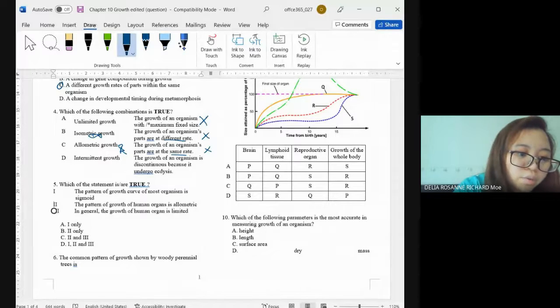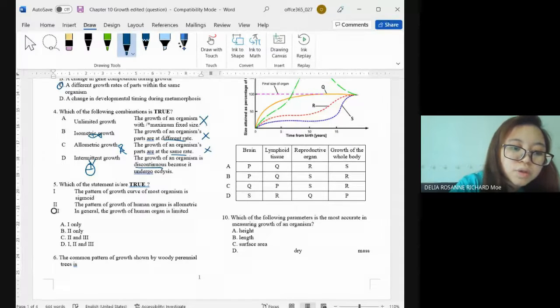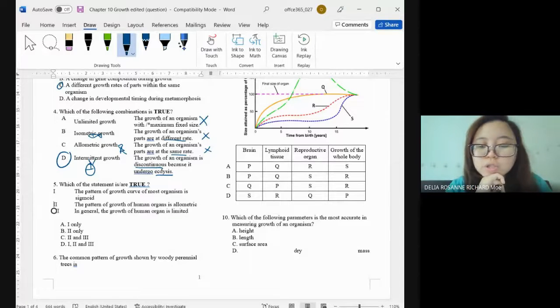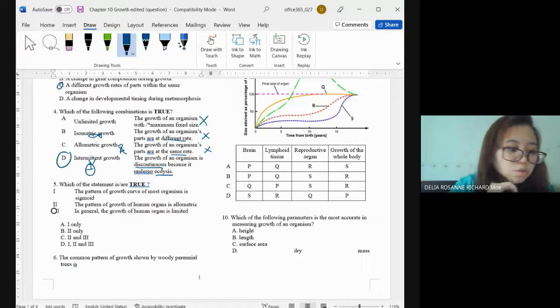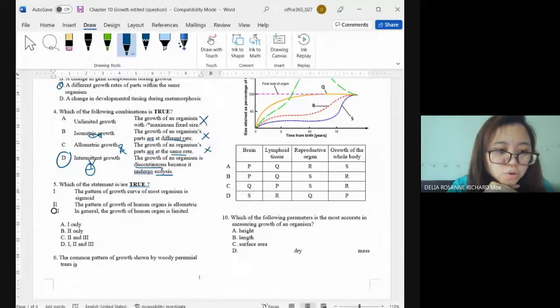Intermittent growth, this is the one for kumbang-kumbang. Okay, the growth of an organism is discontinuous because it undergo ecdysis. So answer for question number 4 should be D. This one should be very simple. All right, and then for question number 5, which of the statements below is true?